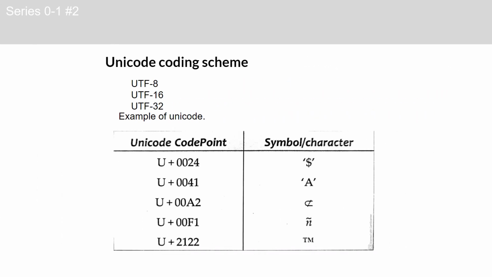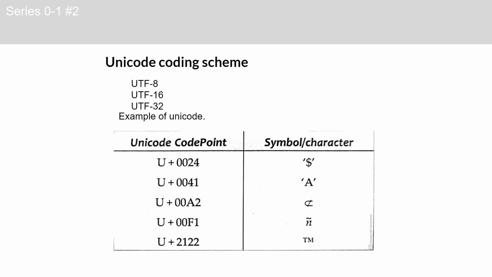Now that we have looked into two coding schemes, it does produce a problem. Different languages define their own coding scheme, meaning a number will represent one character in one coding scheme and another character in another coding scheme, and this is a problem. To solve this, Unicode was developed.